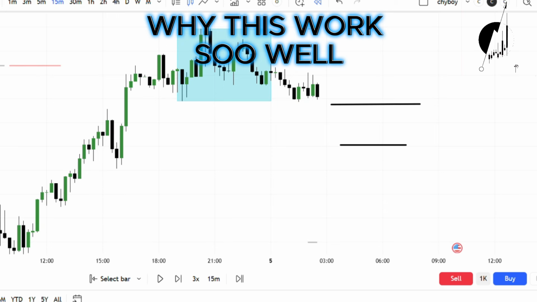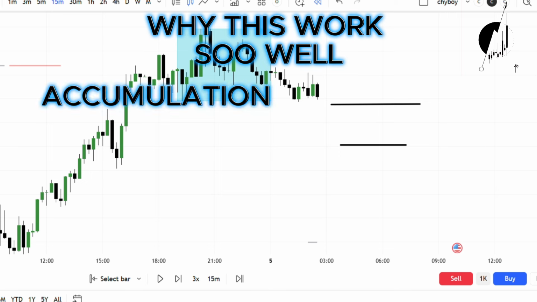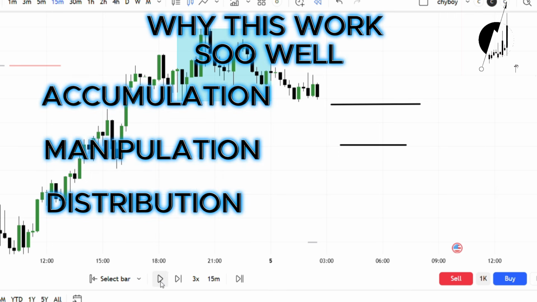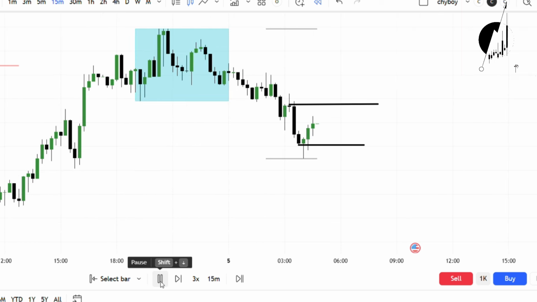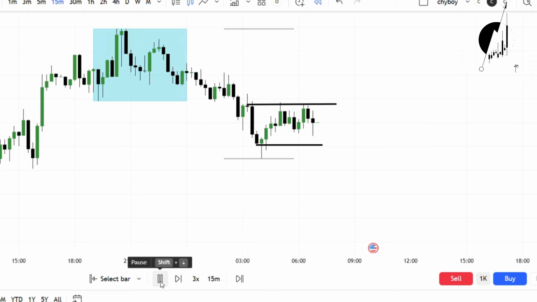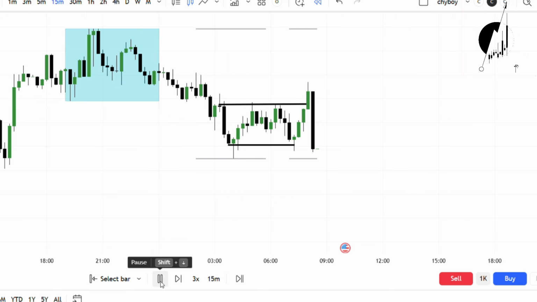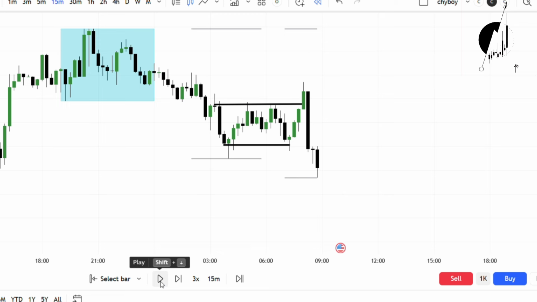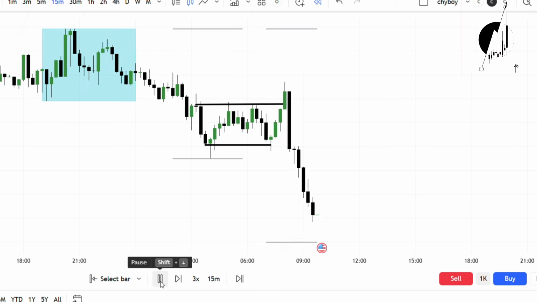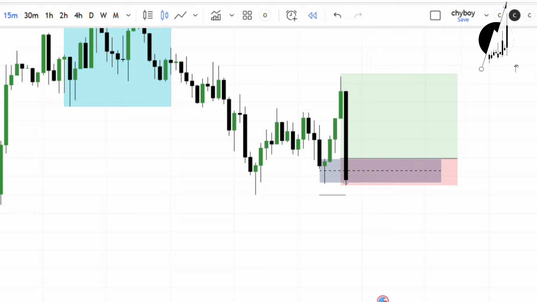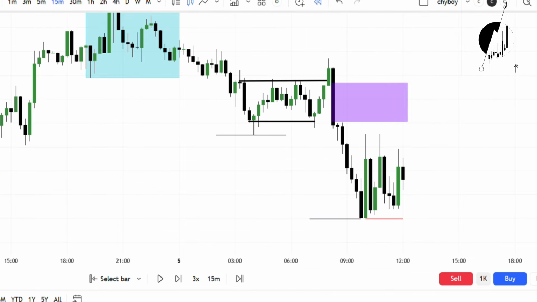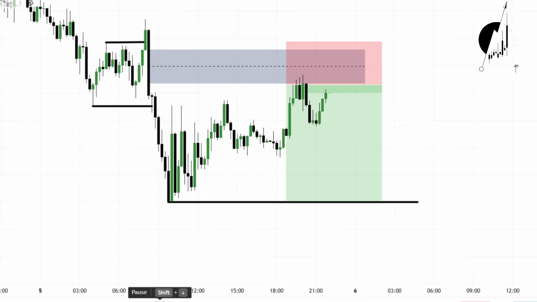Why this works so well. The reason the silver bullet works is because it aligns with the power of 3: accumulation, manipulation, and distribution. Smart money first builds liquidity, then manipulates price to grab stops, and finally delivers price to the real direction. This is why retail traders lose, because they chase fake moves. But when you understand how smart money plays the game, you start winning consistently.